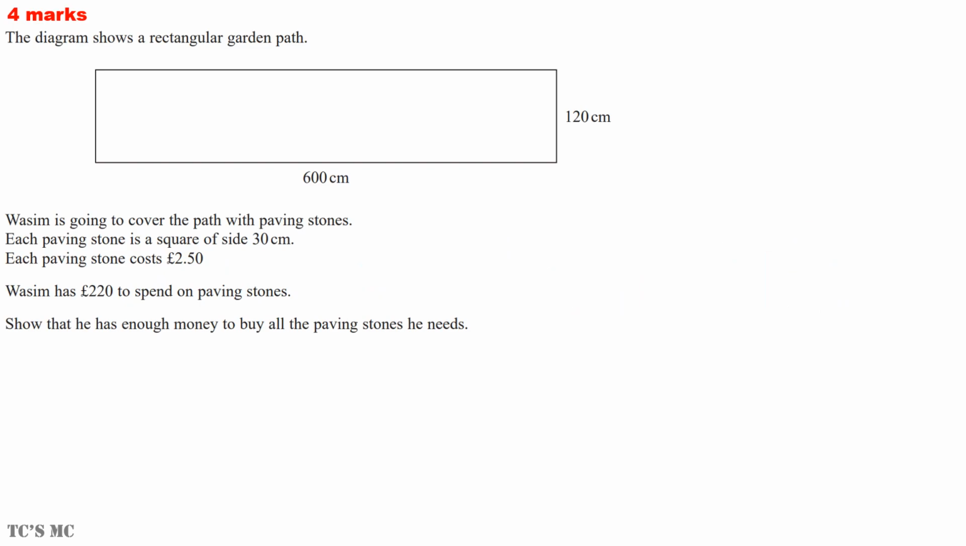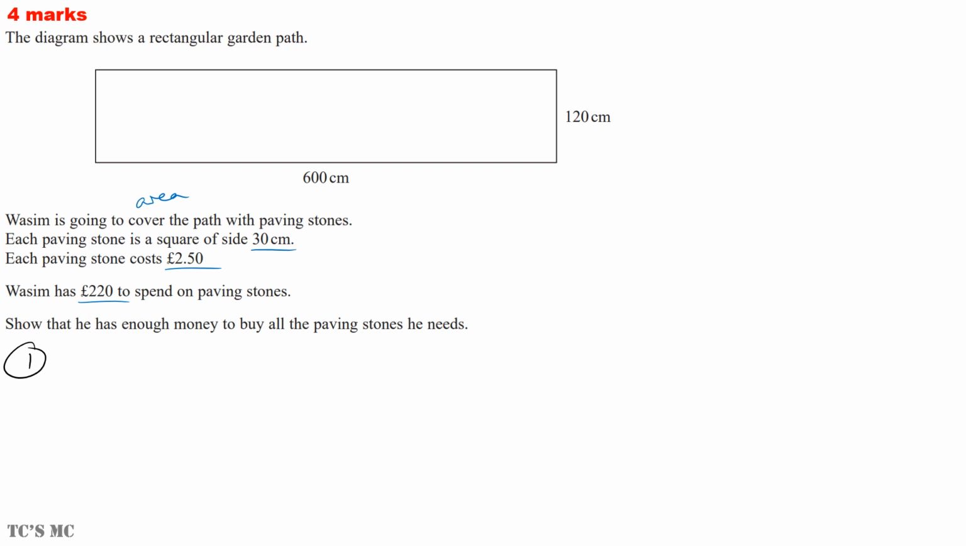The diagram shows a rectangular garden path. Wasim is going to cover, so that's area, the path with paving stones. Each paving stone is a square with 30 centimetres and each one costs £2.50. And Wasim has £220 to spend. Show that he has enough. So this is all about method. If you just say yes with no method, or no with no method, you won't get the mark. To start off with, we need to work out how many paving stones he needs in the first place.